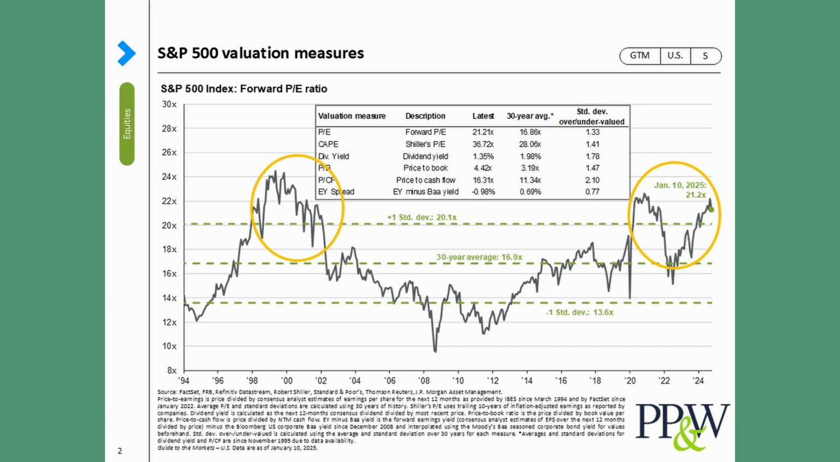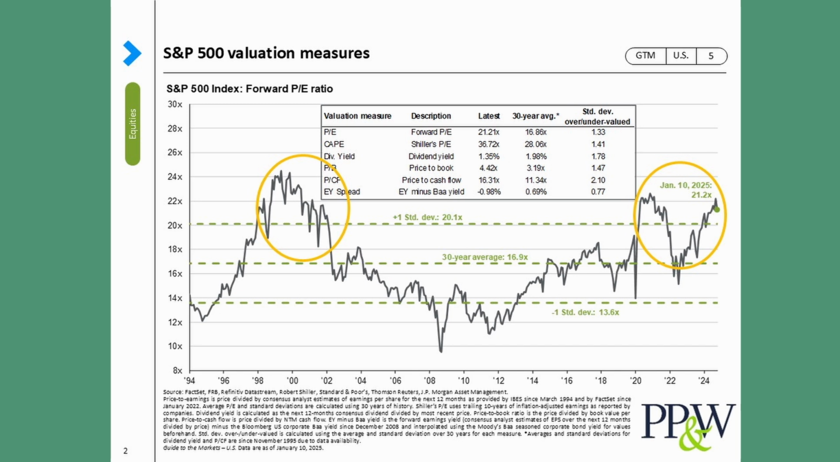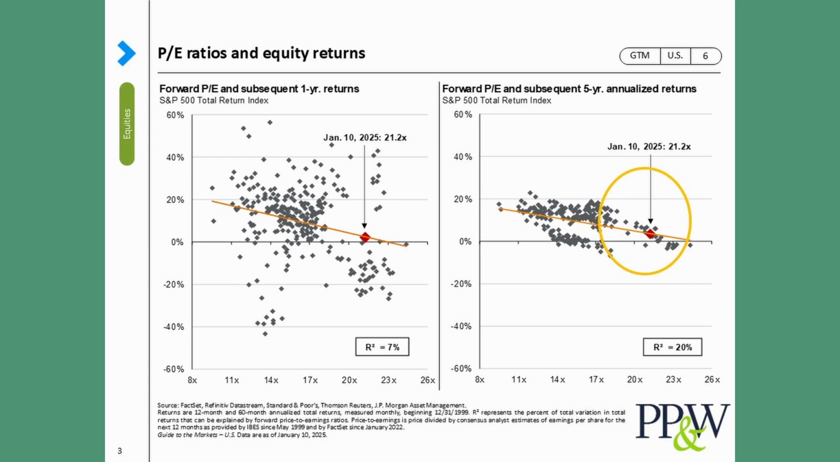So let's look at what that means for forward returns. On the right-hand side, and this is a chart courtesy of our friends at JP Morgan, what they're essentially saying is, hey, look, 5-year average annual returns may be a little more muted in nature. So if you're investing for the future, let's go back and look at one of the worst decades in the last 100 years, and that's the 2000s.